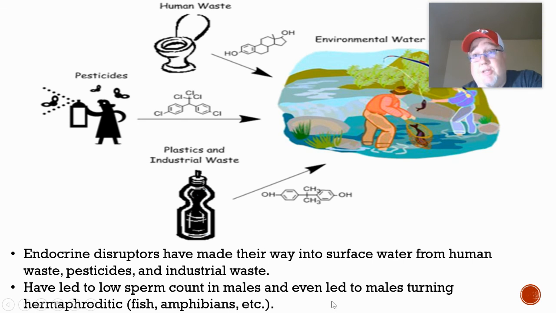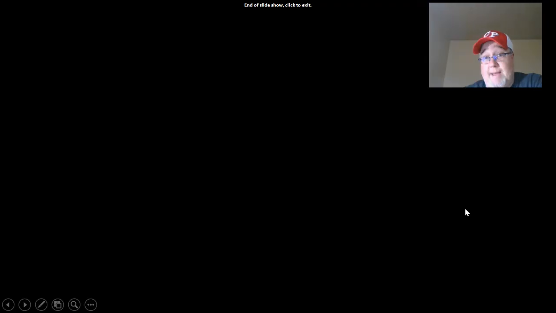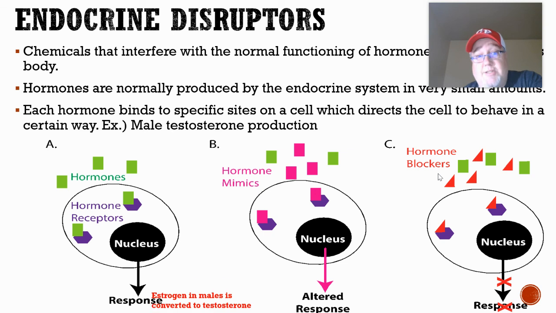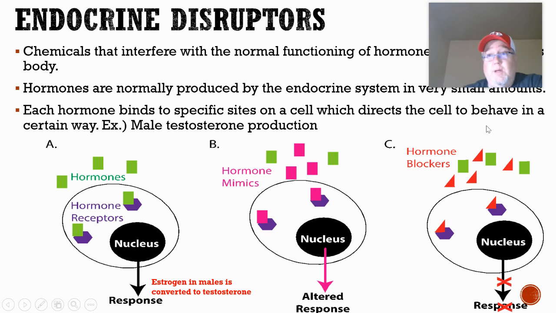Again, this can lead to a lot of reproductive issues for organisms. It could be low sperm counts in males. Could even lead to, like what I talked about earlier, some organisms turning hermaphroditic or even turning into females. So endocrine disruptors are a problem. The one big thing that I would kind of know about them is I would kind of understand, again, what they do to just kind of alter the normal response of a hormone, or in some cases, either completely block it. All right, guys, that's endocrine disruptors.